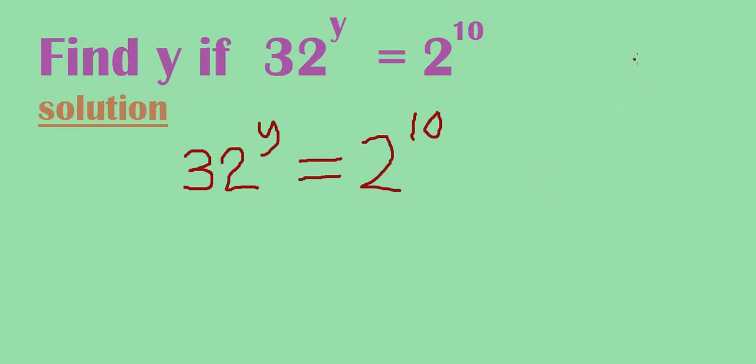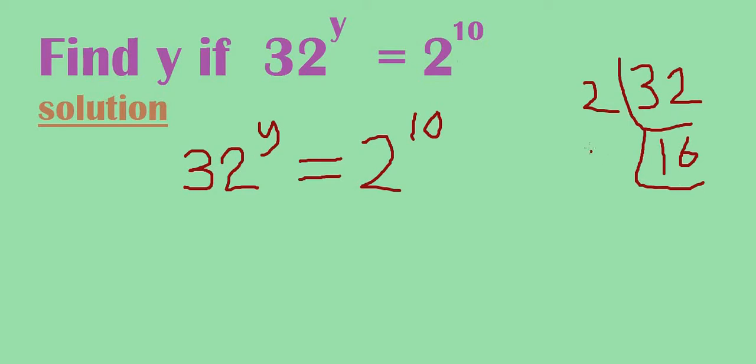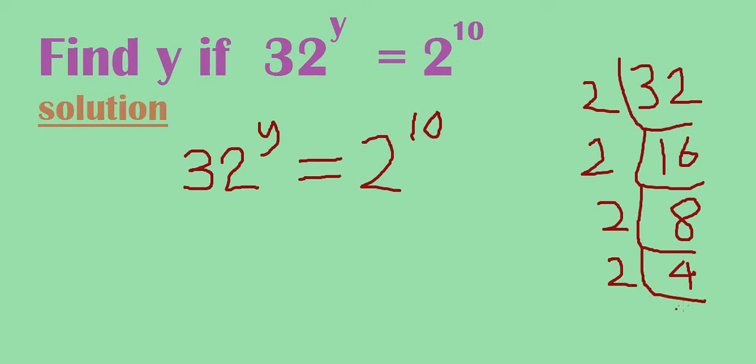So we are going to take 32 aside here. 32, we are going to start by the very basic prime number, which is 2. 32 divided by 2, we are going to have 16. Again, we divide by 2, we are going to have 8. By 2 again, we have 4. By 2, we have 2. And then lastly, by 2, we have 1 here.